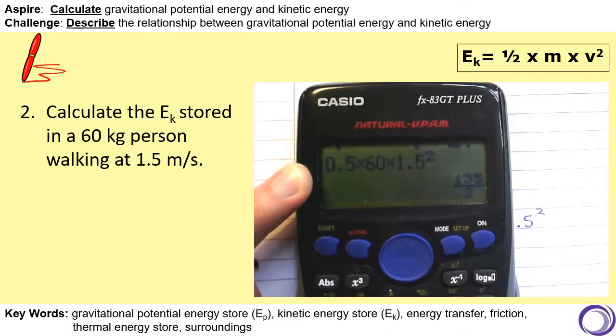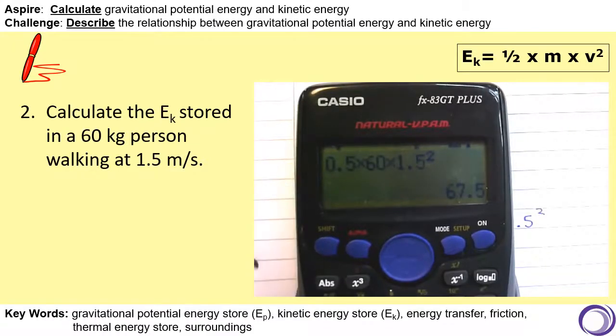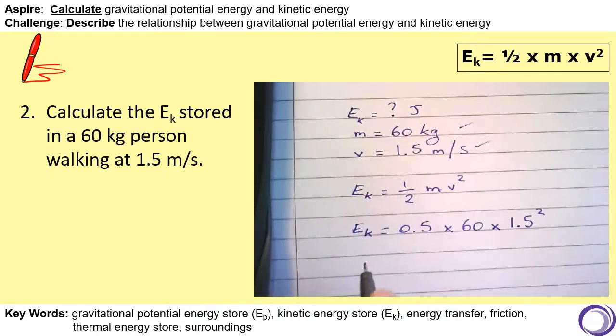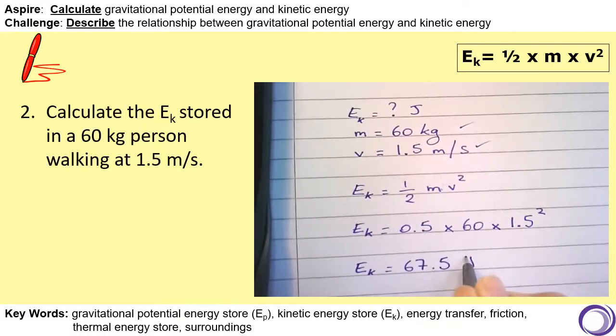Okay, and your calculator should correctly work out that my kinetic energy is 67.5. So my EK equals 67.5, and my unit for kinetic energy is joules.